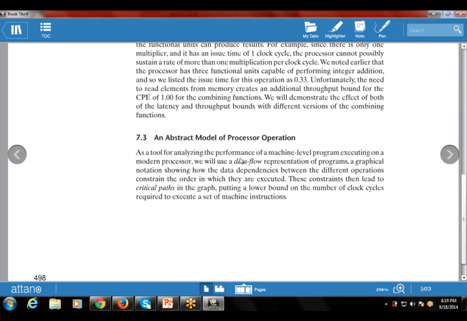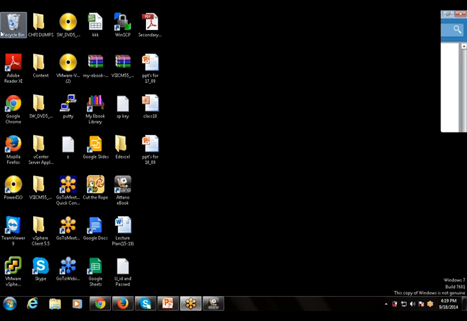Today I'm going to continue with chapter number 5, that is optimizing program performance. Till now we have discussed topics like loop control and loop unrolling, and how to optimize or increase the performance of the program. Now we move into our next topic, that is understanding modern processors. But before that, let's take a quick review of what we covered in the last class.